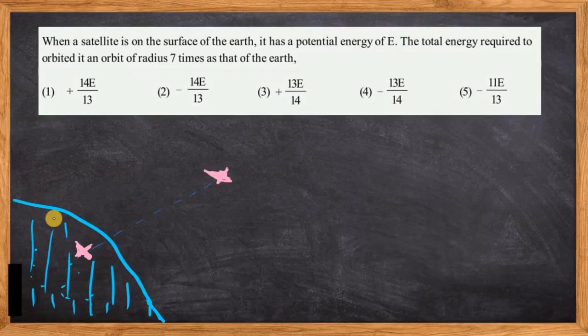Right. Let's read the question now. When a satellite is on the surface of the Earth, it has a potential energy of E. The total energy required to orbit it, an orbit of radius 7 times that of the Earth.